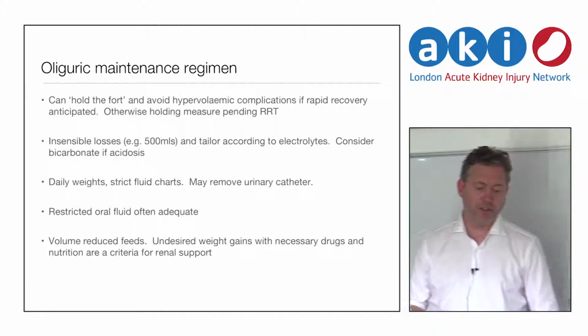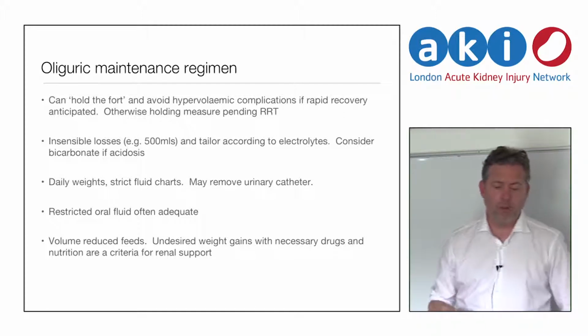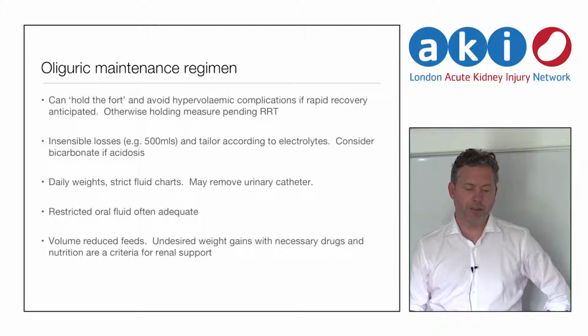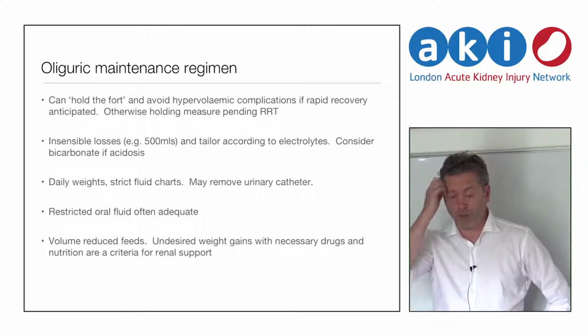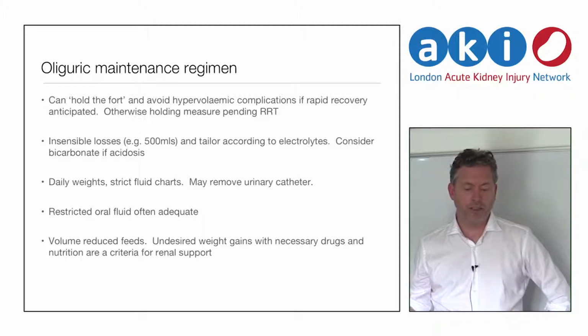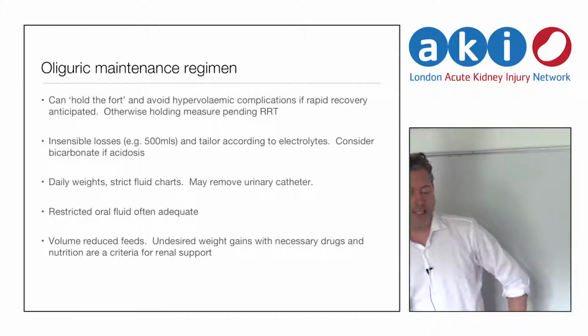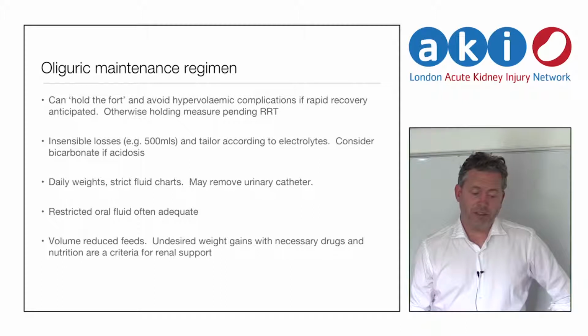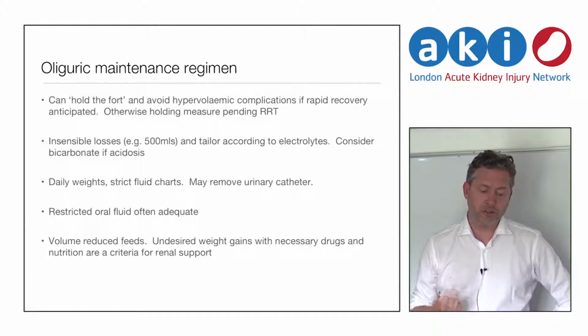So oliguric maintenance regimen, if we're trying to hold the fort and avoid hypervolemic complications, if we're anticipating recovery. Otherwise, it's really just a holding measure until we start dialysis or continuous renal replacement treatment. So we'd give insensible losses, e.g. 500 mL orally, and tailor according to electrolytes. Consider bicarbonate for acidosis. If sensible losses are high, drain outputs, etc., we should replace those. Daily weights, strict fluid charts.